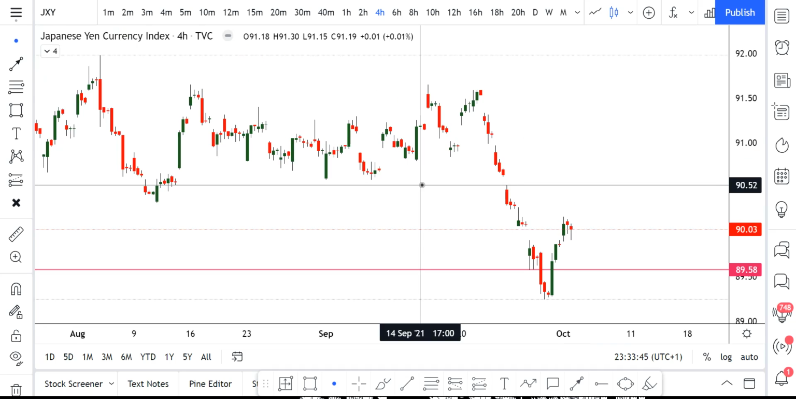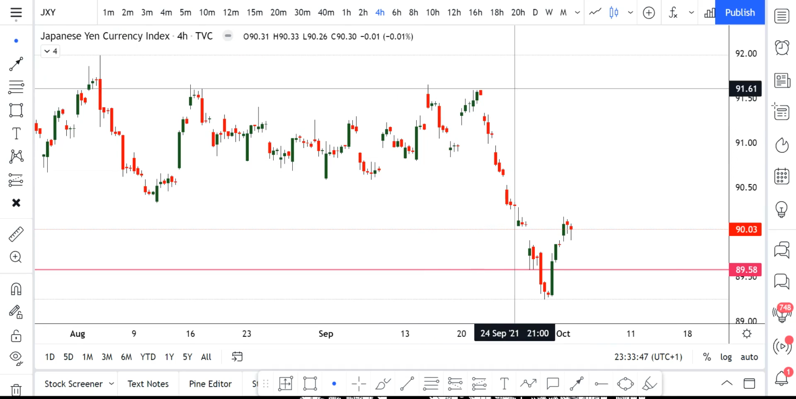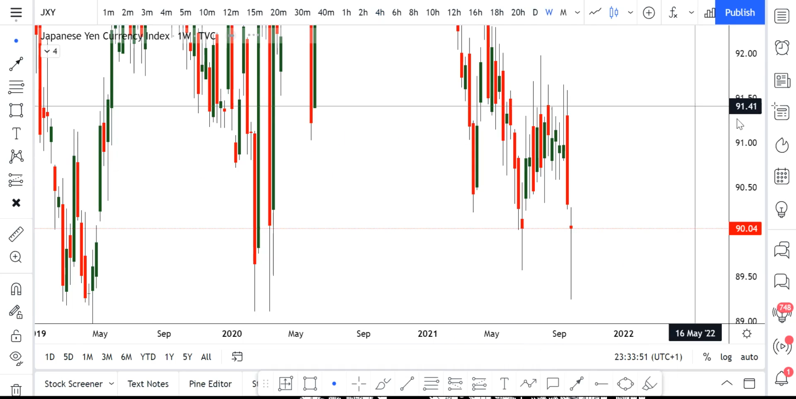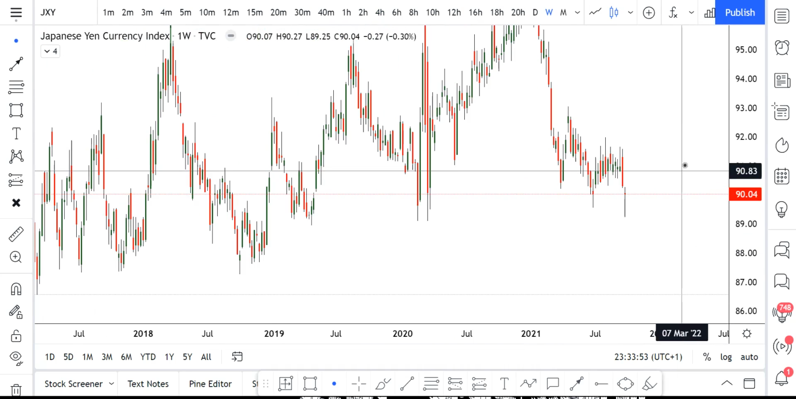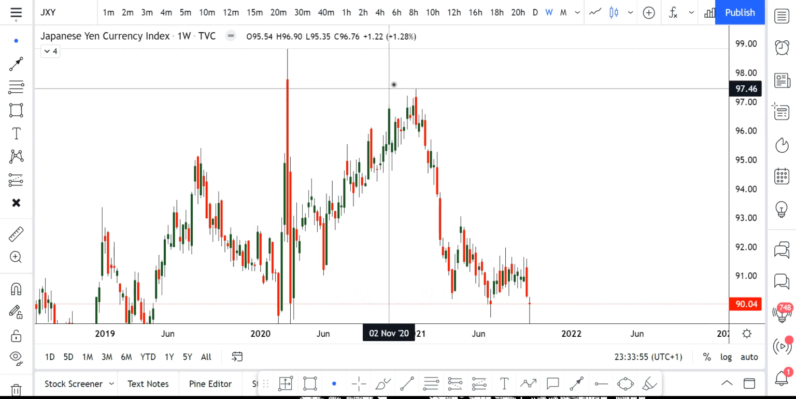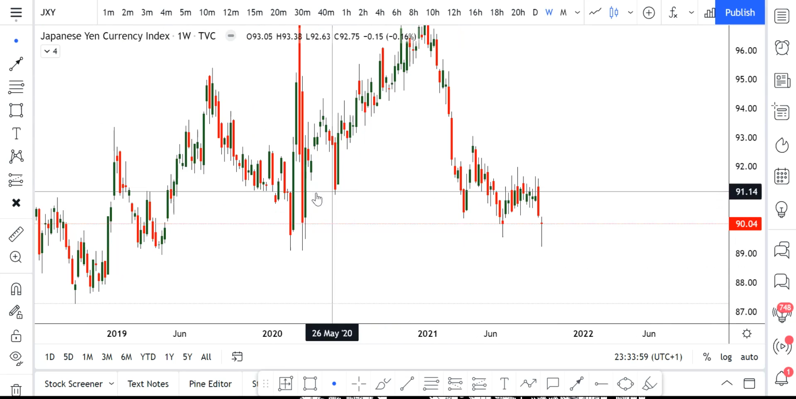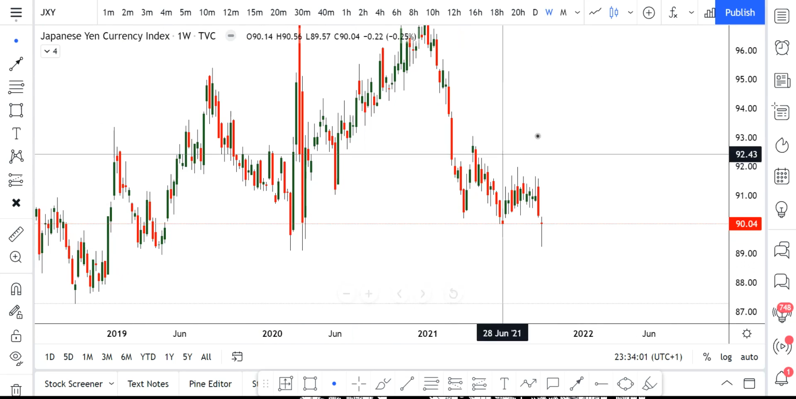Now, for the JPY, what can we see? For the JPY, if we move to the weekly time frame, we will notice that price went up very far away, then came down, but was unable to break this particular zone. So price had tapped into it perfectly on the weekly.